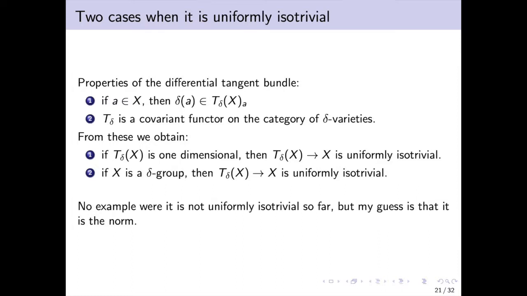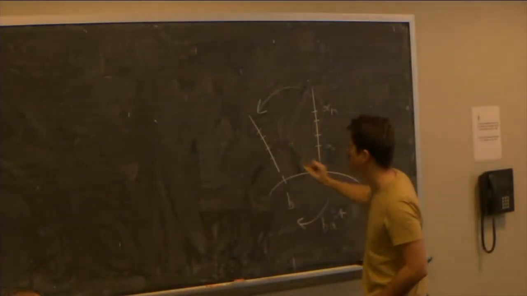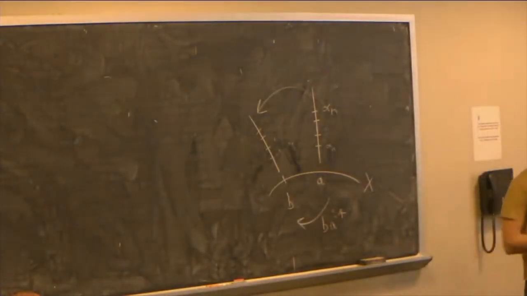I'm always drawing the same picture, but basically, if I have two points A and B and the fibers, I always have this map by just multiplying by A inverse B. And by functoriality, it will go up to a map between the tangent bundles. So if I know a basis alpha 1 through alpha n for some fiber, then I can just move it around to a basis in other fibers. That's why this works.